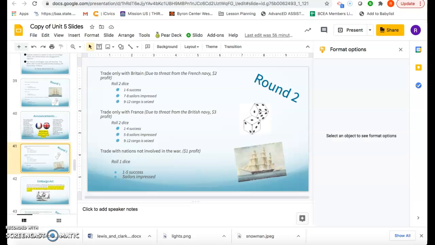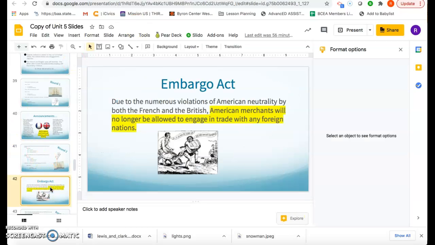All right. It appears that there's a lot of trade being interfered with. That is making America really upset that England and France have been interfering. And so in an attempt to stop the interfering in trade, the United States has issued the Embargo Act. So due to numerous violations of American neutrality by both the French and the British, Thomas Jefferson has passed the Embargo Act, meaning American merchants will no longer be allowed to engage in trade with any foreign nations.